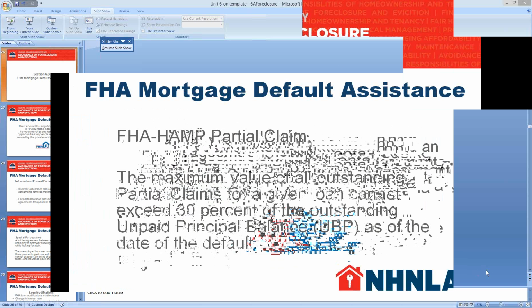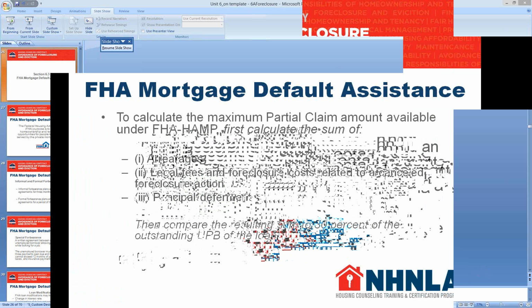Let's talk about that a little bit. If we're calculating the partial claim, we add together the arrearages or the past due amounts. We add together the legal fees and the foreclosure costs related to canceling any foreclosure action. Then, if necessary, the principal deferment amount is included. And then we compare that with 30% of the outstanding unpaid principal balance.